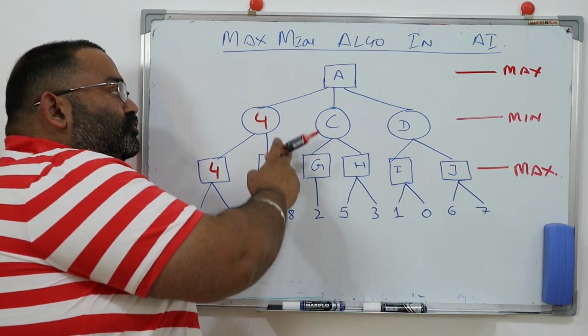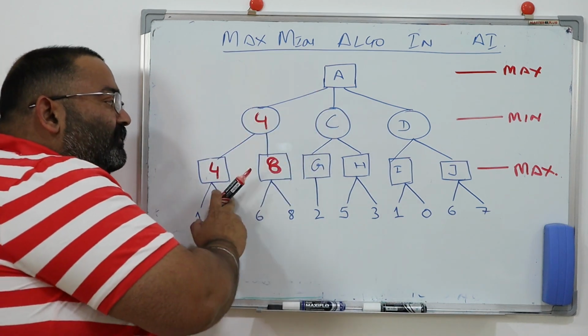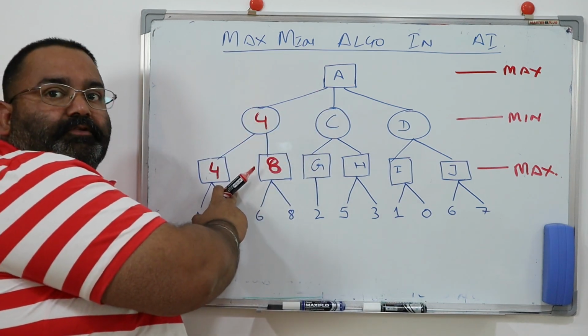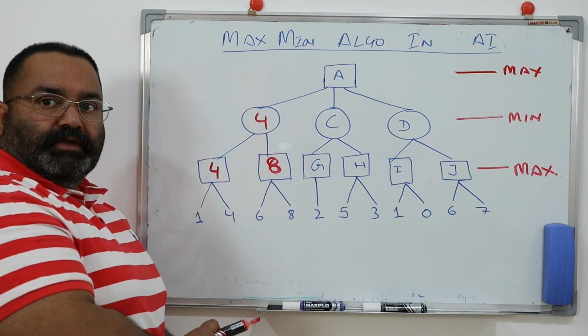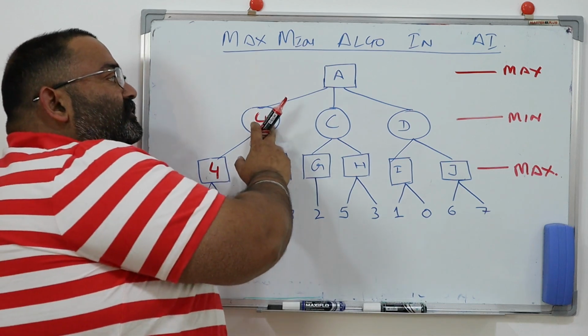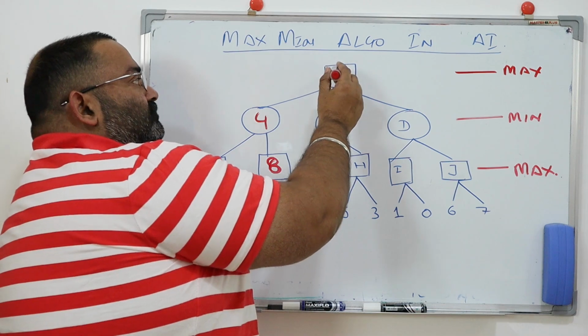Okay, out of these two, which is the minimum value? The minimum value is 4. So 4 comes here. Okay, so then what happens? Now this 4 is propagated here.